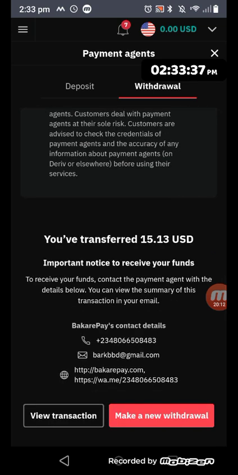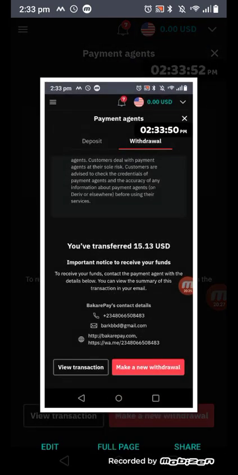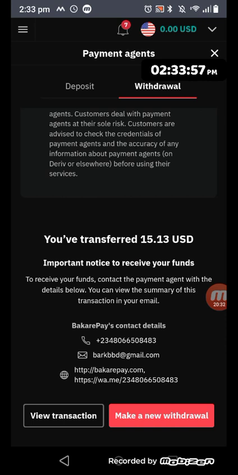So as I've done this now, all I need to do is take screenshots. Okay, I've taken the screenshot, and then I send it to him. You can see his WhatsApp number here. Then I send him the account details, and I collect my money.